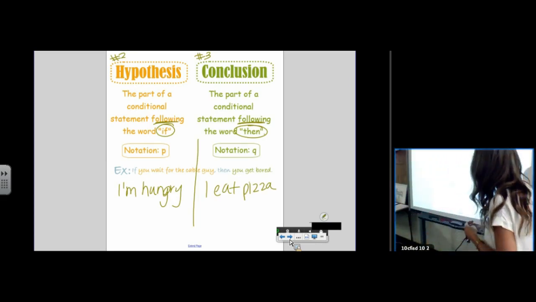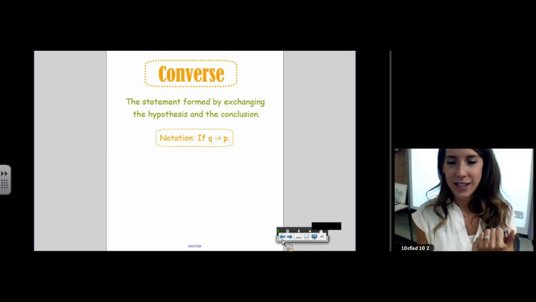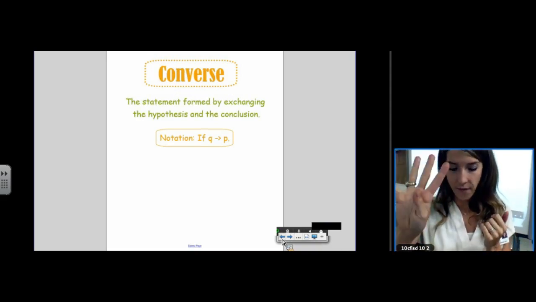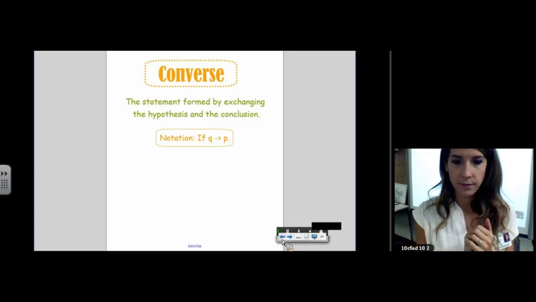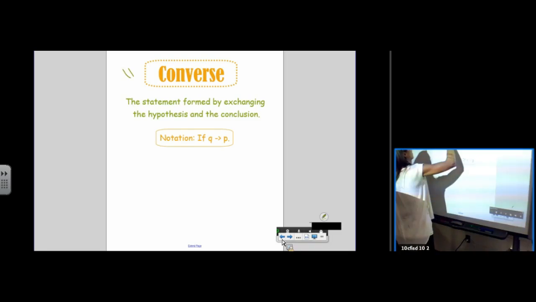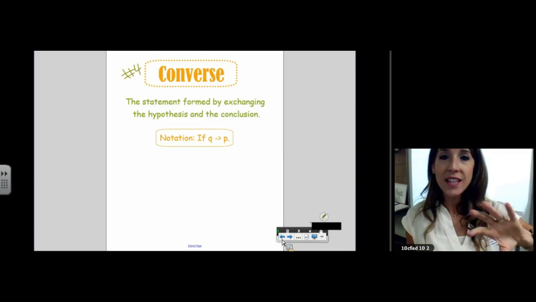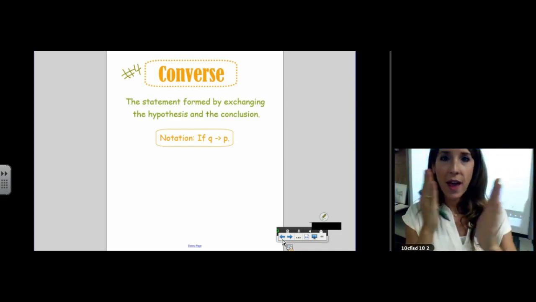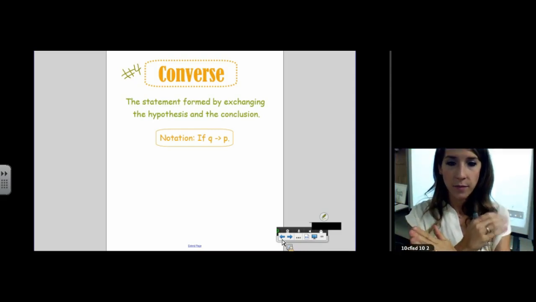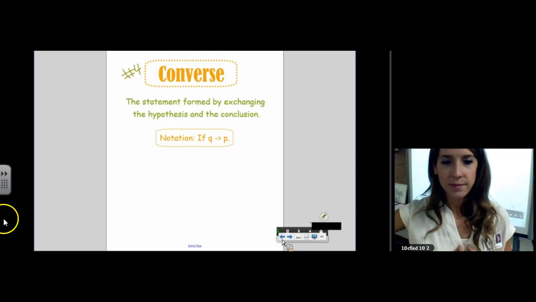Next word. Oops, I skipped one. The next word is converse, just like the shoe brand. Converse, this is number 4. The P and the Q actually are lowercase letters. When you hear converse, I want you to think reverse. Converse, reverse. This one, you're going to reverse the hypothesis and conclusion of your statement. So if P, then Q becomes if Q, then P. Hey guys, you got to stop getting hung up on the notation.